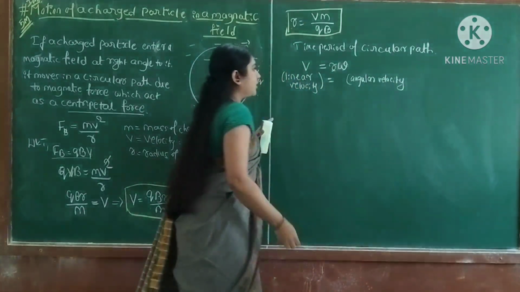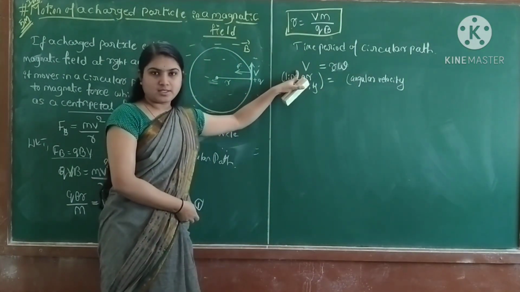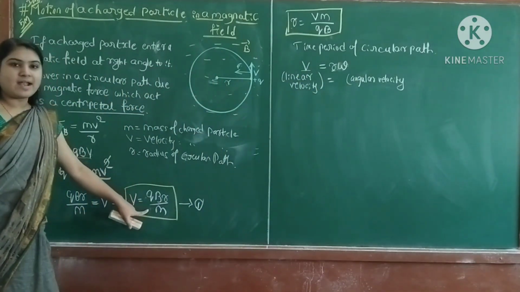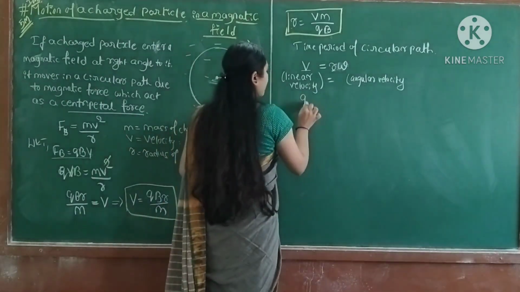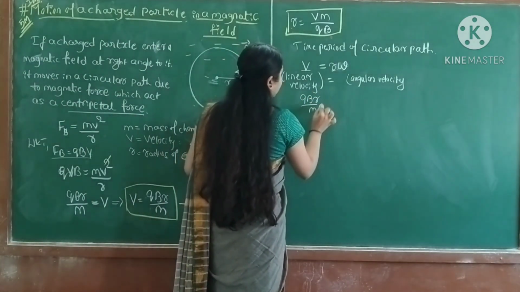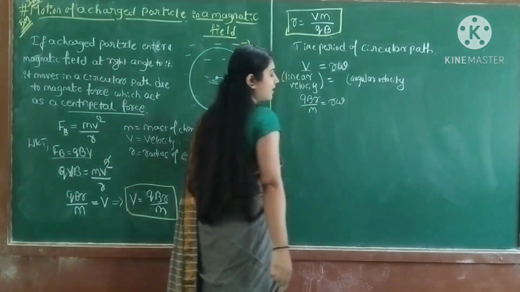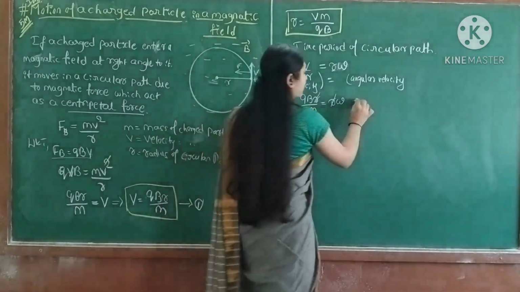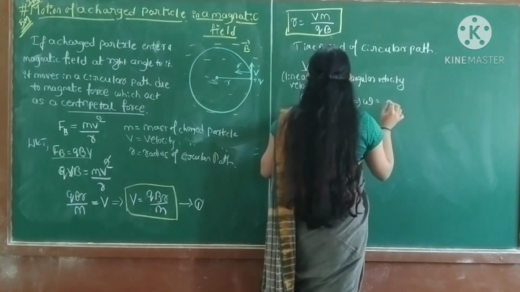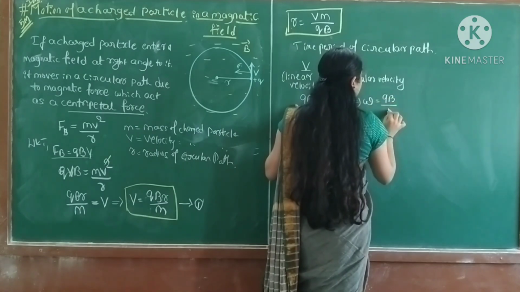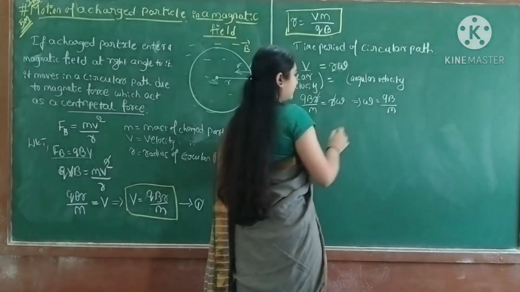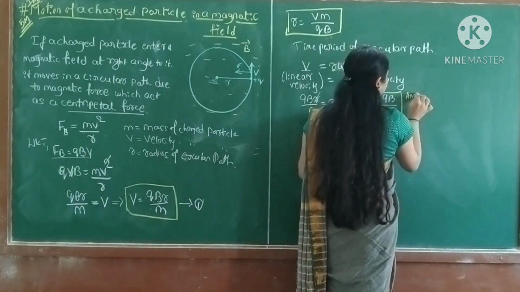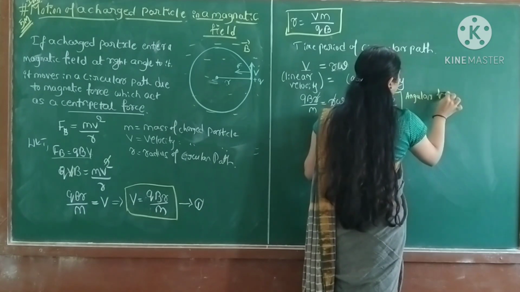So you already know the value of v. Put the value. V is how much? QBR divided by M. So put QBR divided by M equal to R omega. Right, so R gets cancelled. What remains? Omega is equal to QB by M. This much remains. This is the angular frequency.